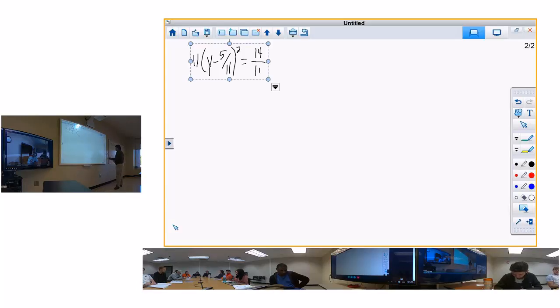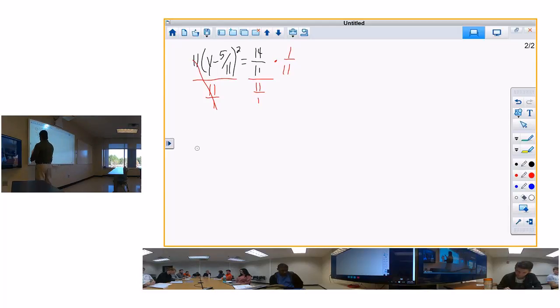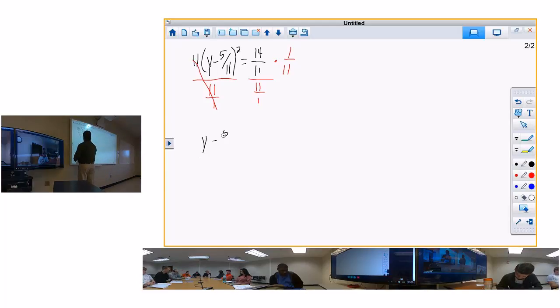So the first thing you're going to do is divide by what? 11. Divide by 11. So wouldn't that cancel the 11 out? It'll cancel this 11 out. And you multiply by 1 over 11, which gives 121. So y minus 5 over 11, quantity squared, is equal to 14 over 121.